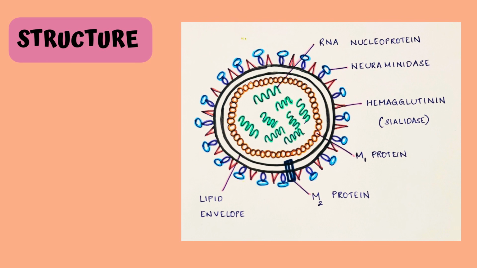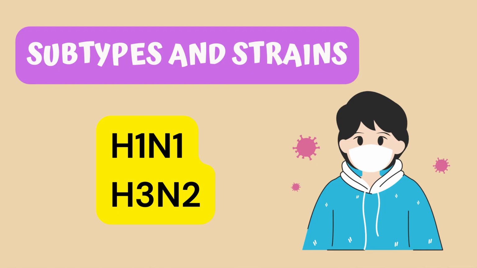Matrix protein 1, M1, is a structural protein that lines the inner surface of the viral envelope. It provides stability to the virus particle. Matrix protein 2, M2, is a transmembrane protein that forms ion channels in the viral envelope. It allows for viral entry into the host cell and also aids in the uncoating process following viral entry.